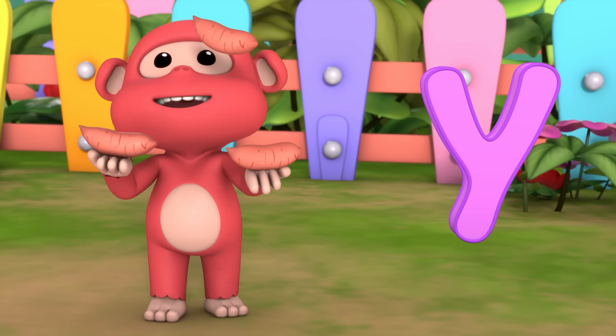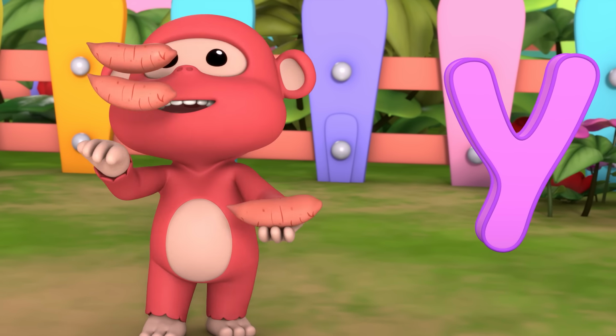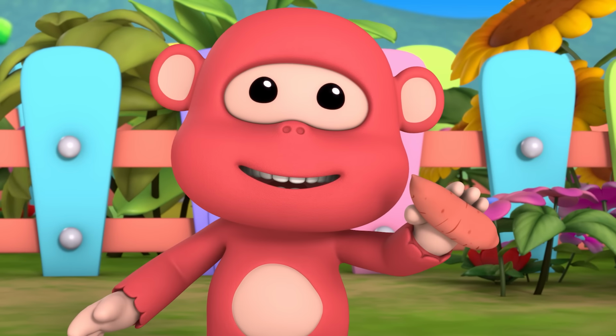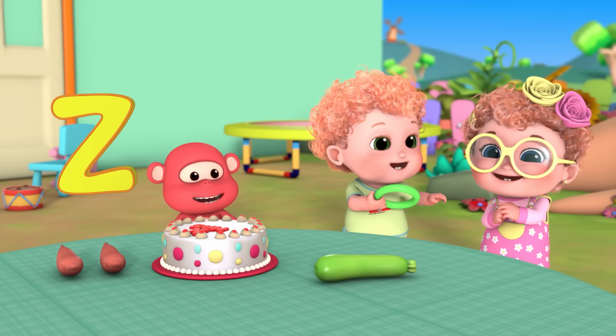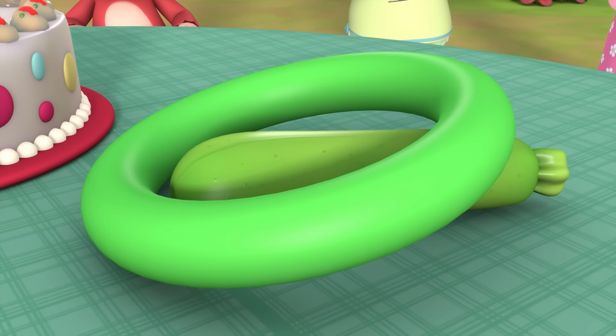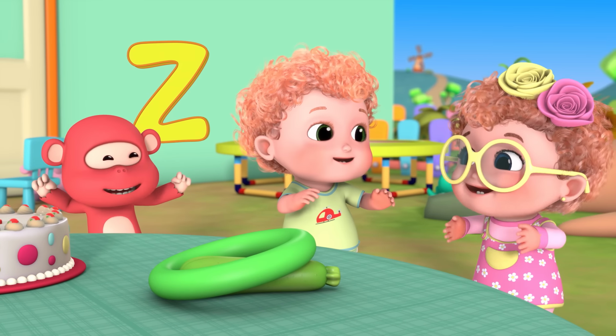Y is for yam, y-y-yam. Z is for zucchini, z-z-zucchini.